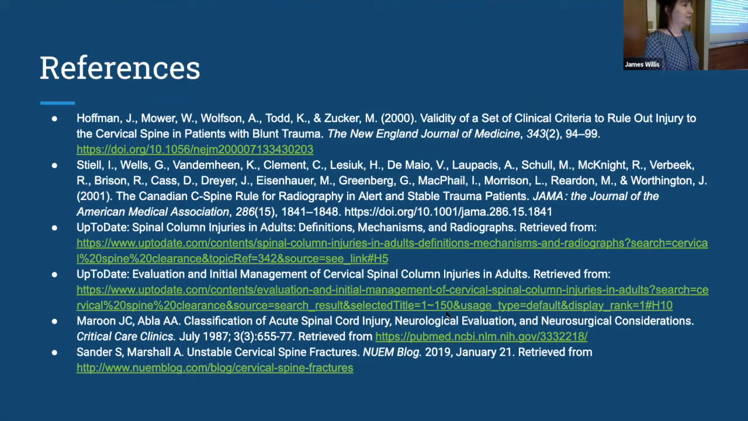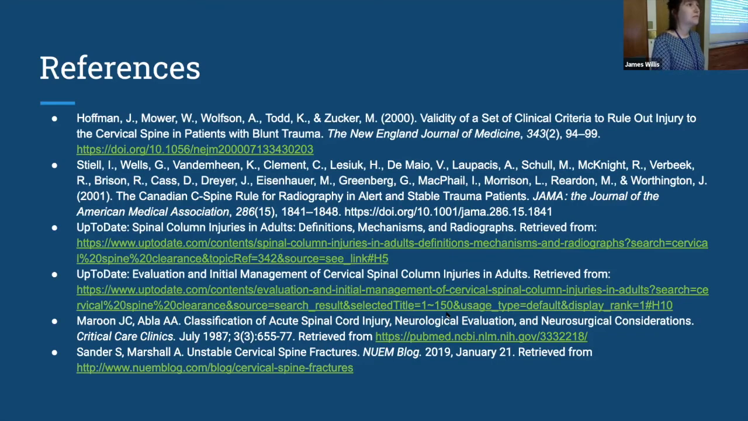Just remember, for Nexus, it's midline tenderness, not lateral tenderness. But this does take some practice, and attendings are obviously much better at it than residents. So watch your attendings clear patients. I'll let the other attendings speak for themselves, but most of us use a combination. I personally do Nexus first, but if they have a dangerous mechanism, then I'll image them anyway, and I'll throw in a couple other things from Canadian. But the other attendings can say what they do as well.